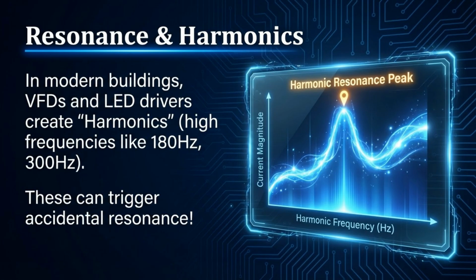In modern buildings, devices like VFDs and LED drivers create high-frequency harmonics. These harmonics, such as 180 Hz or 300 Hz, can unintentionally trigger accidental resonance, causing a harmonic resonance peak.